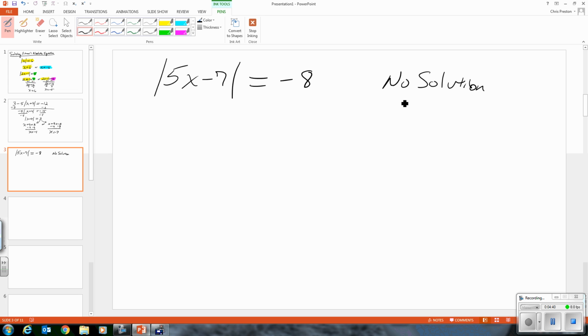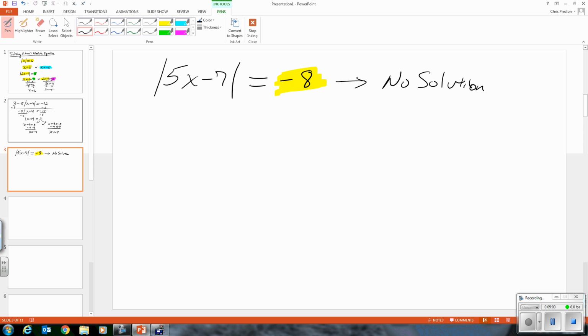Why? Well, absolute value tells you the magnitude of the size of the number, and the smallest that can possibly be is negative. So there's no way this answer can be a negative 8. So as soon as I see that, I immediately should say, oh, okay, no solution.